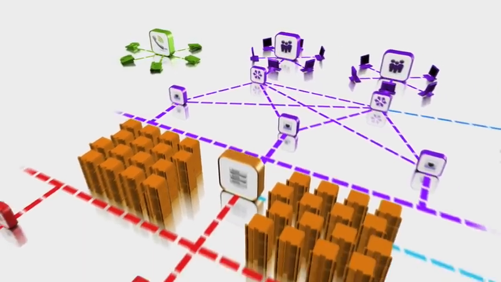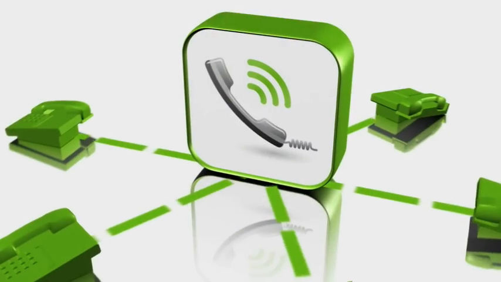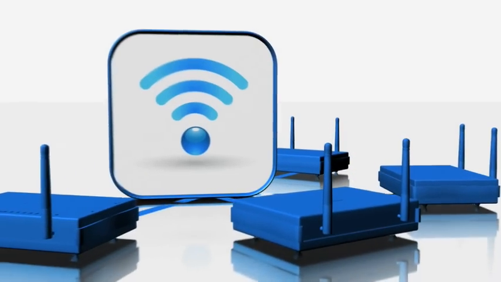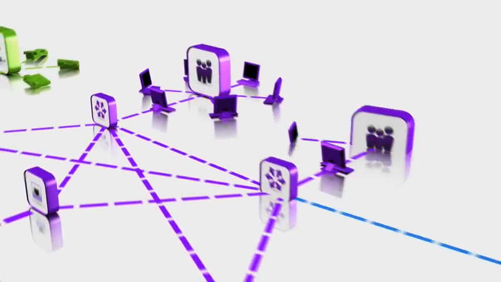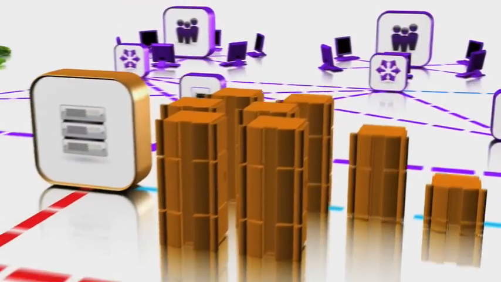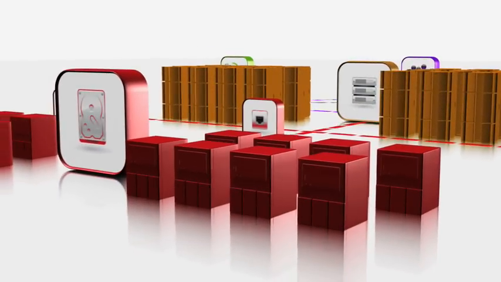Initially, every component was separate: the server network, the storage network, the core network, the telephony network, and the wireless network. Expansion of these networks was both costly and time-consuming. Servers and storage grew in a linear manner with very little utilization.